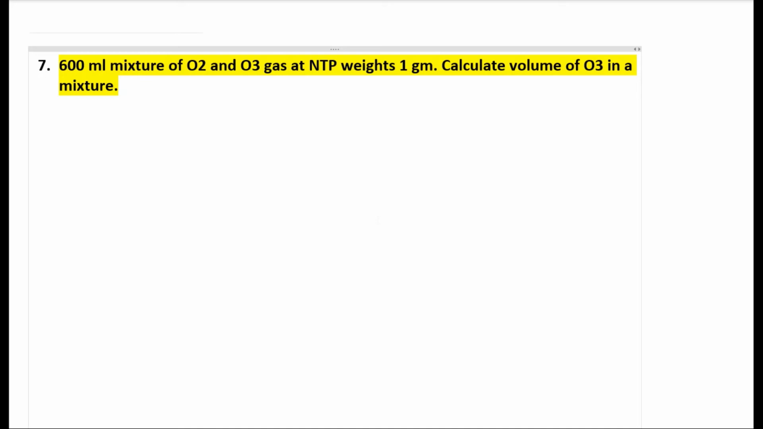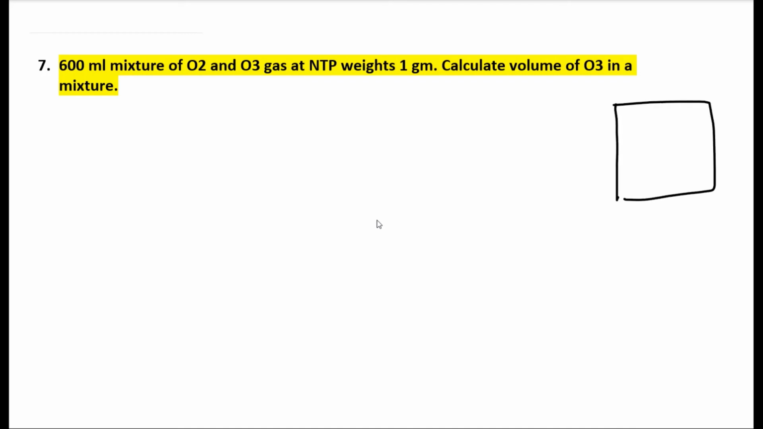This is a container. O2 is there and O3 is there. This gaseous mixture has a volume of 600 ml. Suppose I take the O3 volume as X ml. What about the O2 volume? 600 minus X ml. I hope it is clear. If you consider the O3 volume as X ml out of the total volume, then the remaining volume is O2, 600 minus X. Very simple.